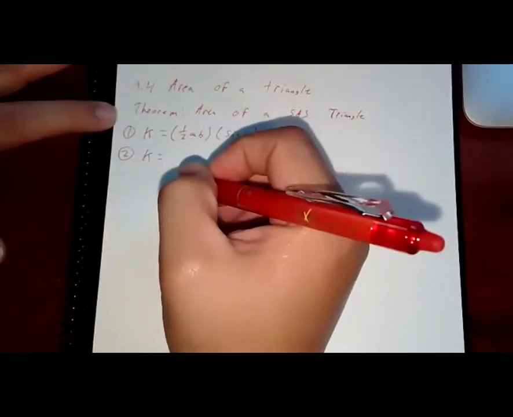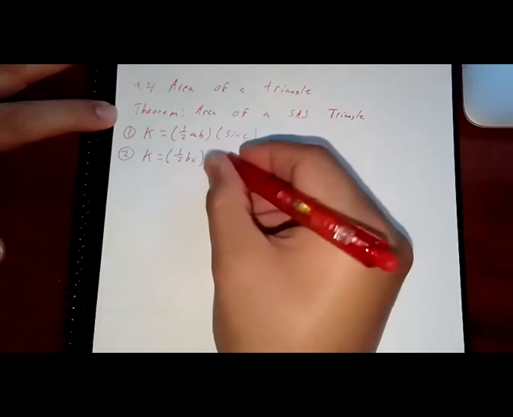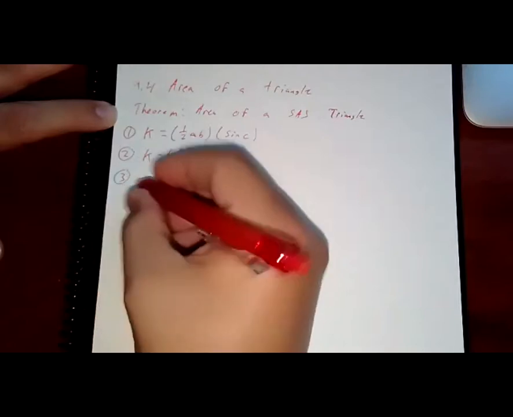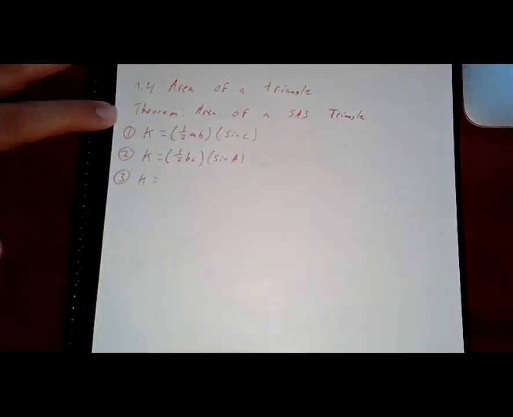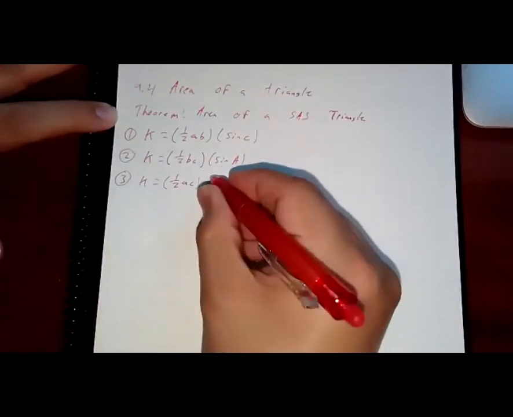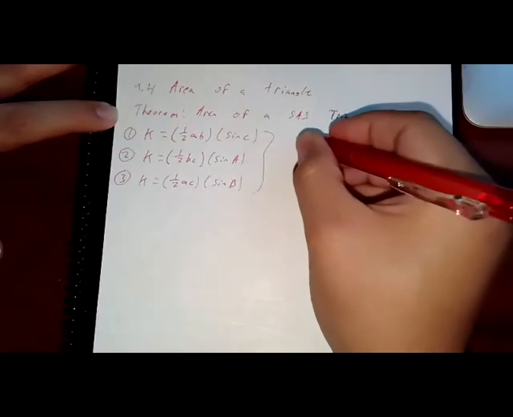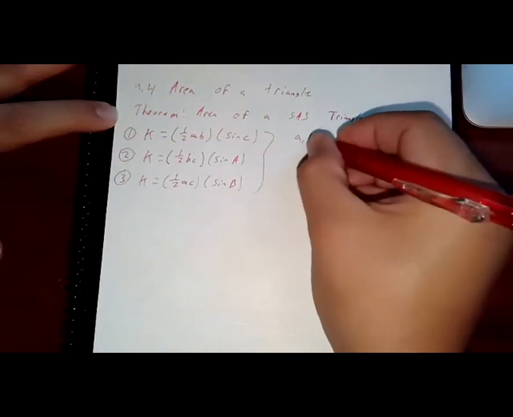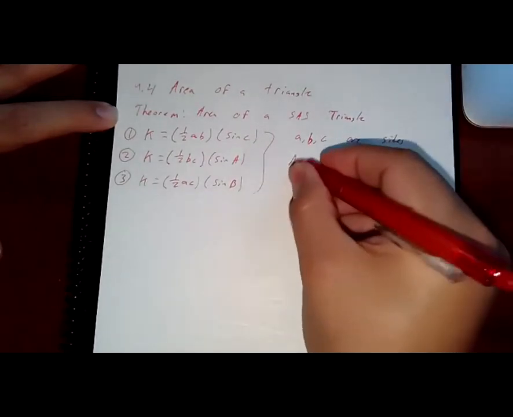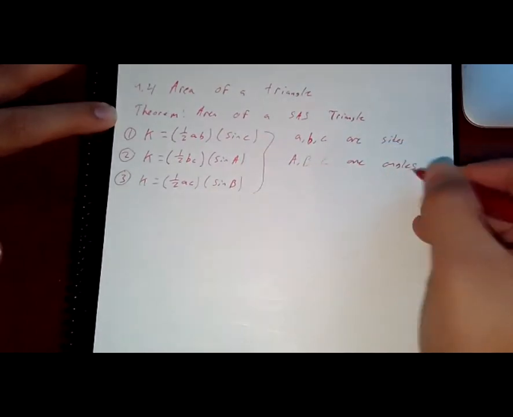Okay, K. Number 2, 1/2 BC times sine capital A, 3. K is equal to 1/2 AC sine B. All right, so remember, A, B, and C, all lowercase, are sides. And capital A, B, C are angles, right? We've been saying that for a while, but just in case.